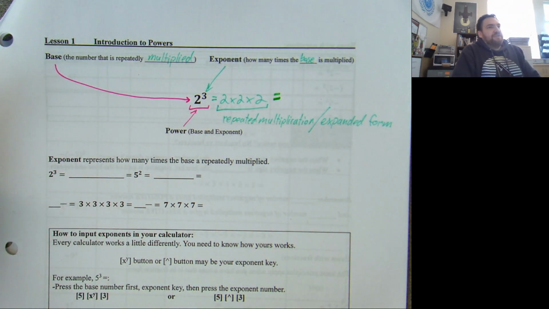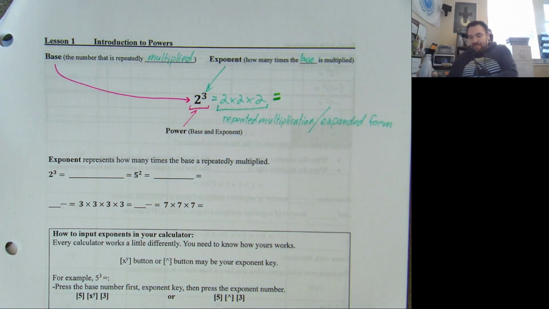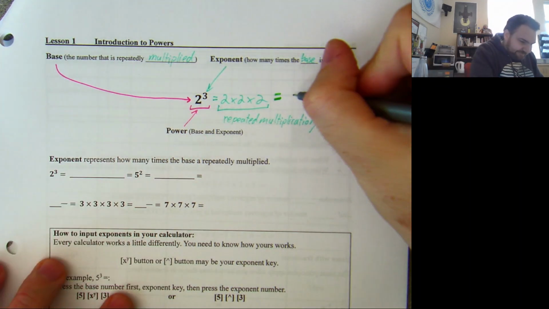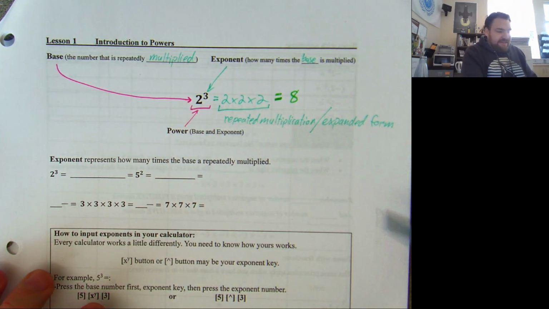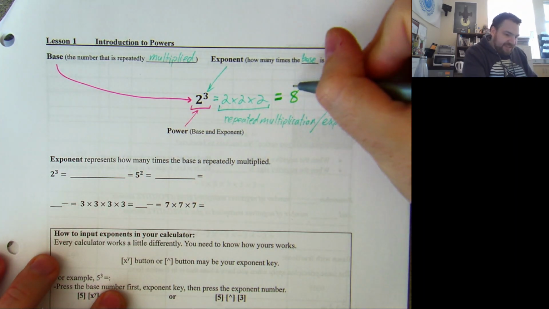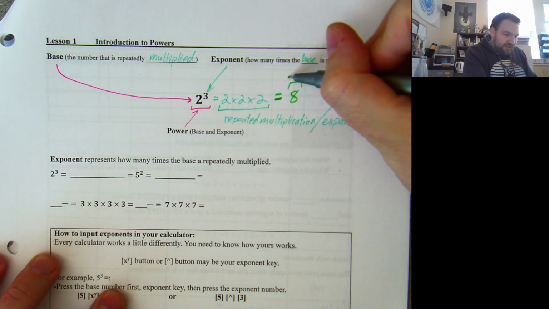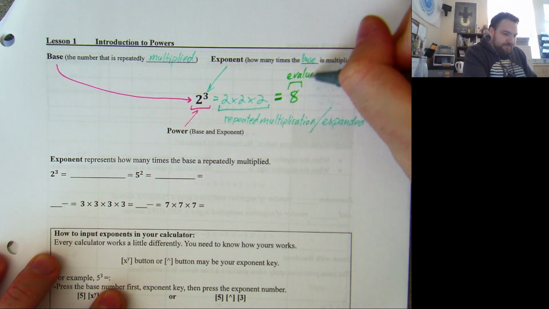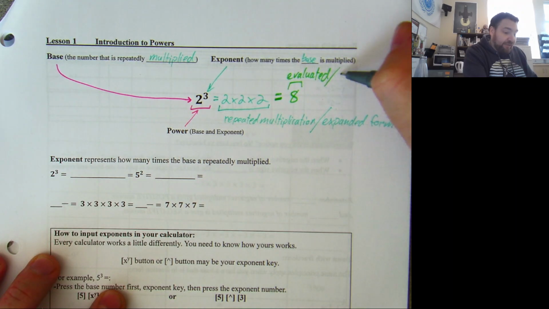What is 2 times 2 times 2? It is not 6. It is 8. And this now has a name. This thing is called evaluated or standard form.